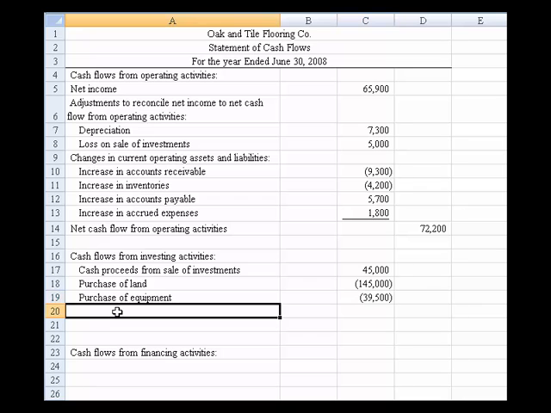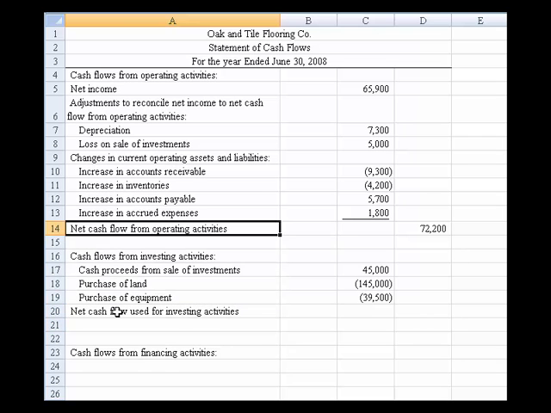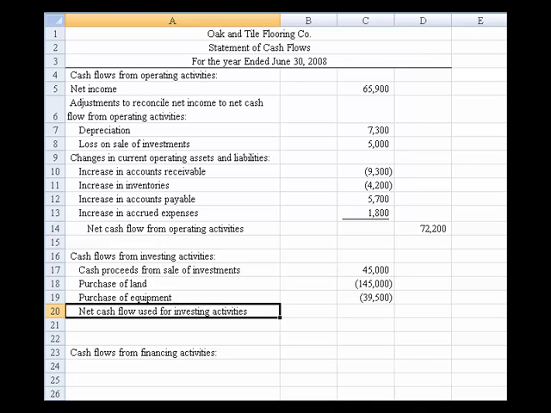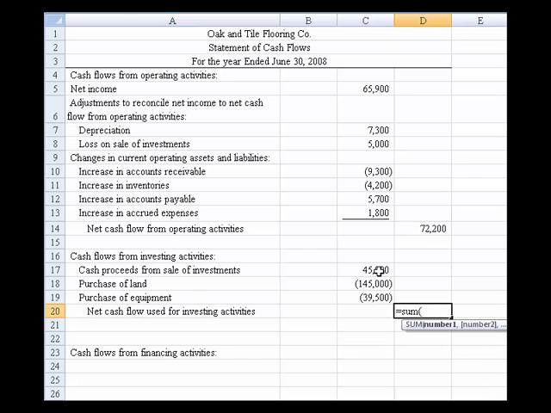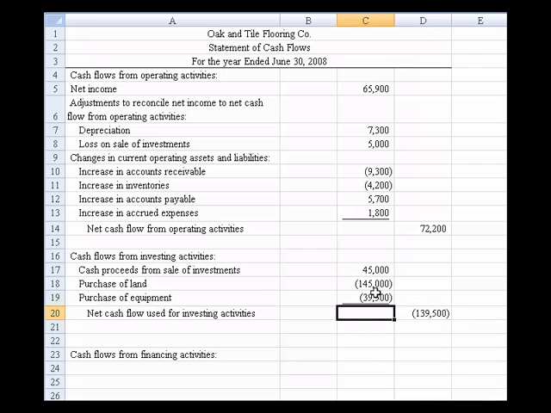So we can then put a subtotal that says net cash flow used for investing activities. Okay, you know what, I am going to go back and indent this so that the major ones all line up about the same place. Okay, sum that from here to here. We'll underline that. We've got 139,500.